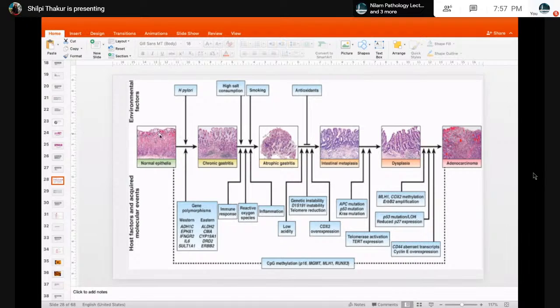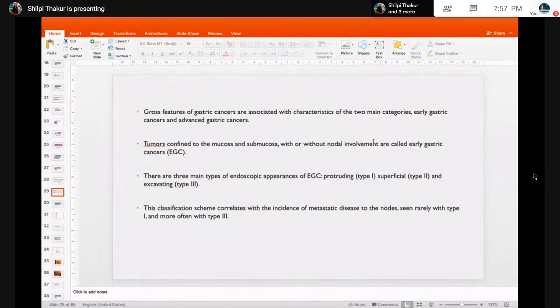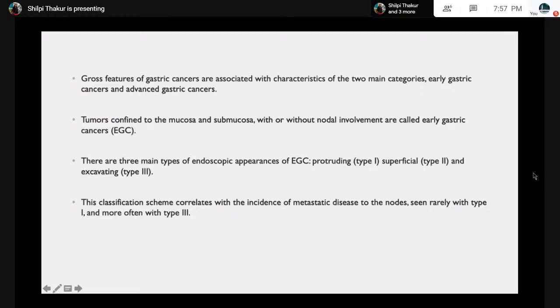So this is how the various environmental factors, host factors, and molecular events lead on to the formation of a gastric cancer. The gross features of gastric cancers are associated with the characteristics of two main categories. We divide this into early gastric cancers and advanced gastric cancers.